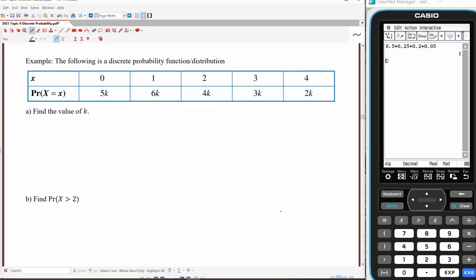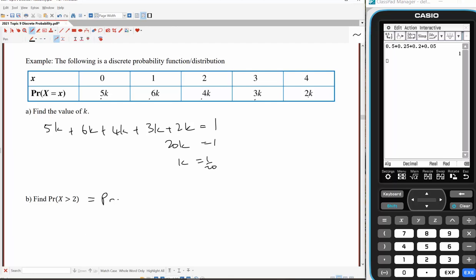Okay, so the following is a discrete probability distribution. That implies that that plus that plus that plus that plus that equals 1, if they're telling us it is a discrete probability function or distribution. So we can find the value of k by going 5k plus 6k plus 4k plus 3k plus 2k equals 1. That's 11, 15, 18, 20. k equals a 20th.